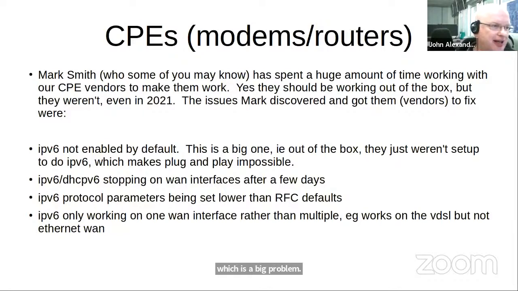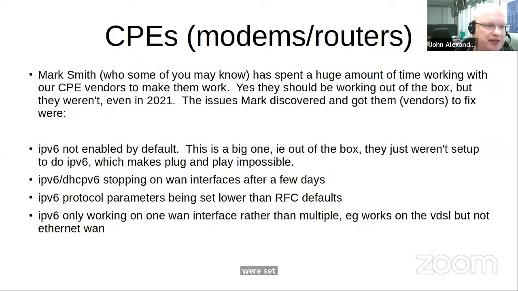That's been done. We also had DHCPv6 on the WAN interface stopping after a few days. It just decided to stop. The only way to fix it was to either stop and restart the DHCP service on the router or reboot the router, and that's not feasible either. There were other protocol parameters such as DHCP timings that were set incorrectly according to what the RFC defaults were. Mark was able to get those changed so that they're now correct.